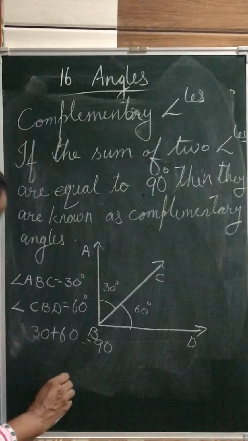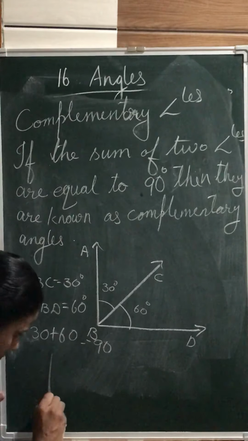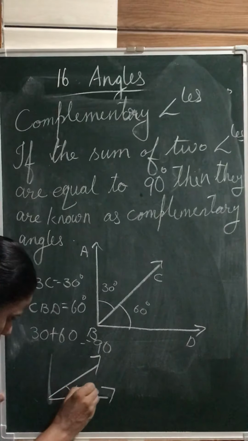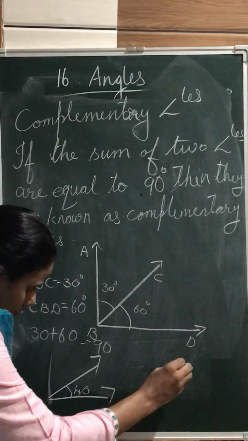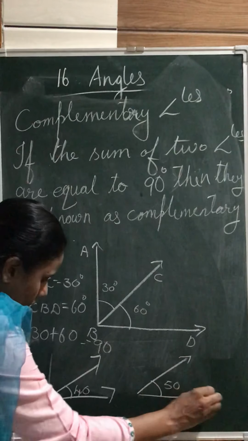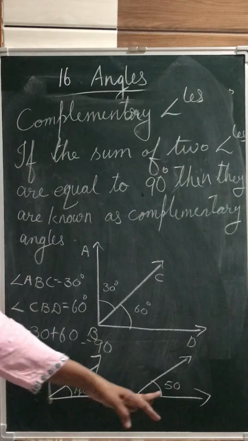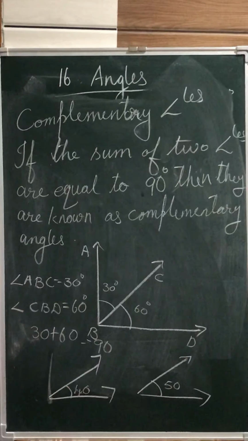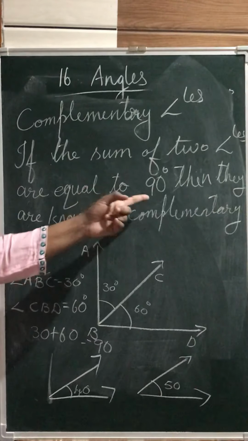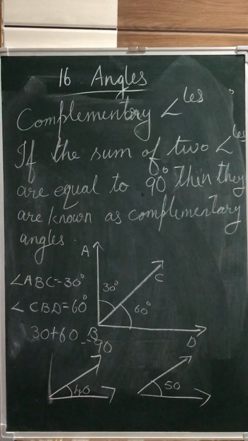Okay, we can write like this way also. This one is 40 degree. This one is 50 degree. Add these two, 40 plus 50 equal to 90. Then we can say these two angles are also complementary angles. One condition is the sum of those two angles equal to 90 degree, then they are complementary. If not equal to 90 degree, then they are not complementary.